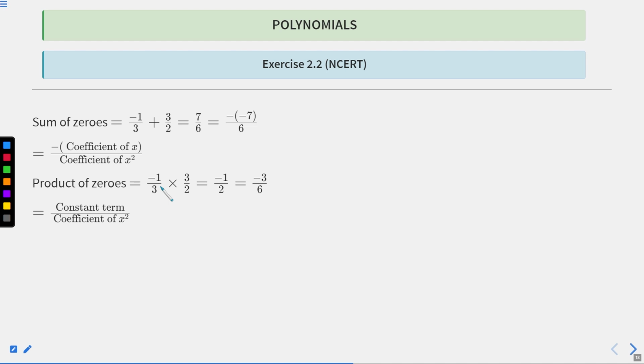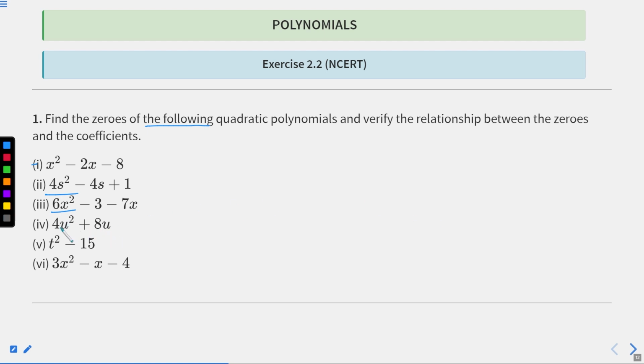Okay, and here for this quadratic polynomial, the constant term is minus 3 and the coefficient of x square is 6. Okay, so here minus 3 upon 6 can be written as constant term divided by coefficient of x square. Okay, so now verified this also. Now we'll see the fourth quadratic polynomial.